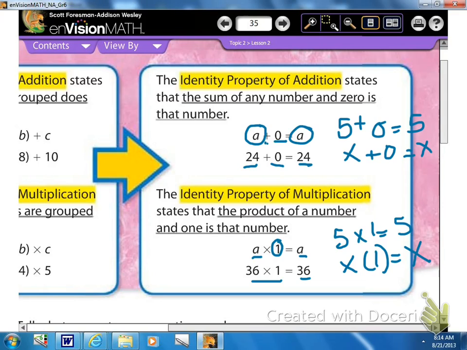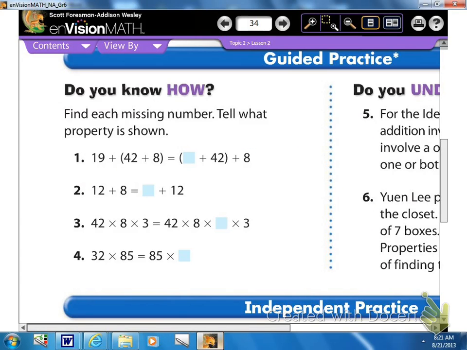Okay, let's look at the guided practice together. And actually, why don't you pause me and try and solve 1 through 4. It says, find each missing number and tell what property is shown. So pause me, take a minute to do that, and then start it again and see if you have the answers correct. Okay, number 1, we have 19 plus 42 plus 8 equals blank plus 42 plus 8.